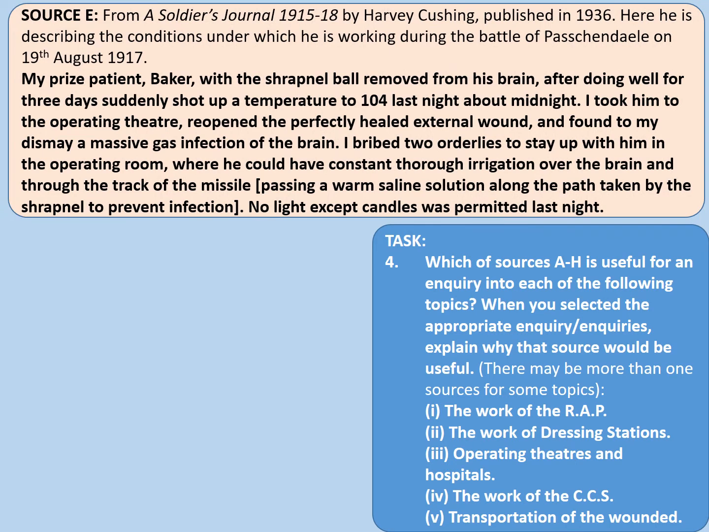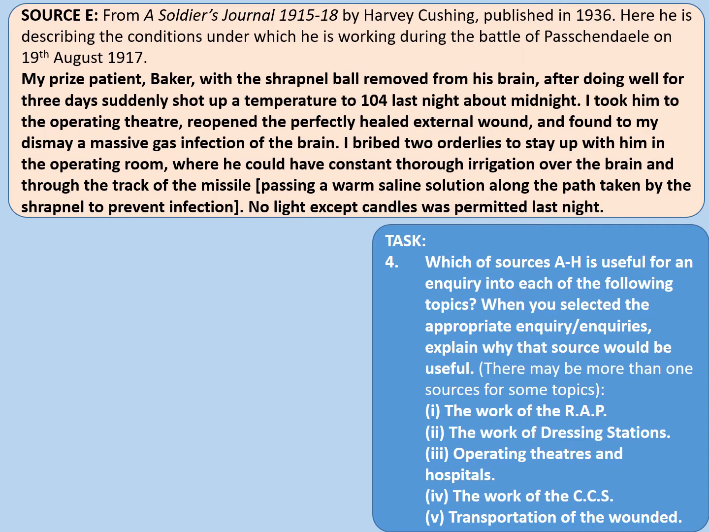Next, source E. From A Soldier's Journal, 1915 to 1918, by Harvey Cushing, published in 1936. In a future lesson, we're going to look at Harvey Cushing again. He was actually an American brain surgeon, but that's not so relevant here in terms of knowing his background. Let's have a look at what he's describing. Here he's describing the conditions under which he is working during the Battle of Passchendaele on the 19th of August 1917.